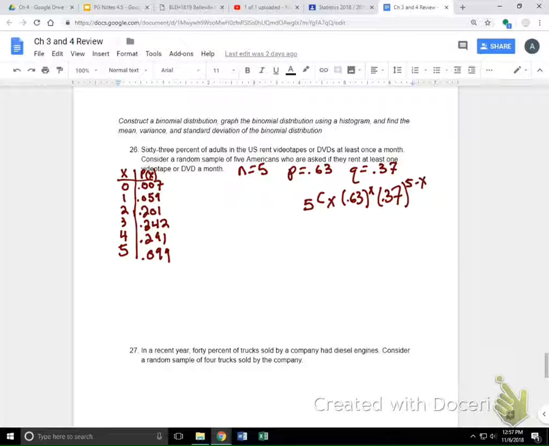Then we're just going to graph using a histogram. So we're going to be using 0.05, 0.10, 0.15. This time I don't have to go up as high, just 0.20, 0.25, 0.3, 0.35. And then this is renting movies. This is probabilities.